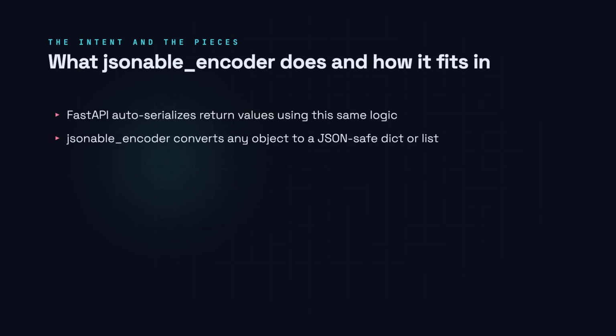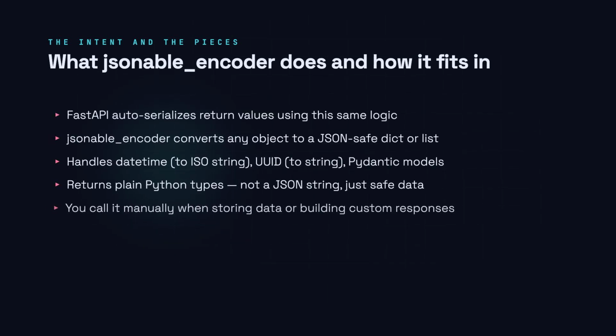FastAPI already calls jsonable_encoder internally every time it serializes your return value into a response. But jsonable_encoder is also a public function you can import and call yourself. It converts a Pydantic model, a datetime, a UUID, or a nested mix of all three into plain Python dictionaries, lists, and strings, the types that JSON can handle. Notice it does not give you a JSON string, it gives you safe Python primitives that are then easy to pass to json.dumps, a database, or a JSONResponse. Let us walk through this.